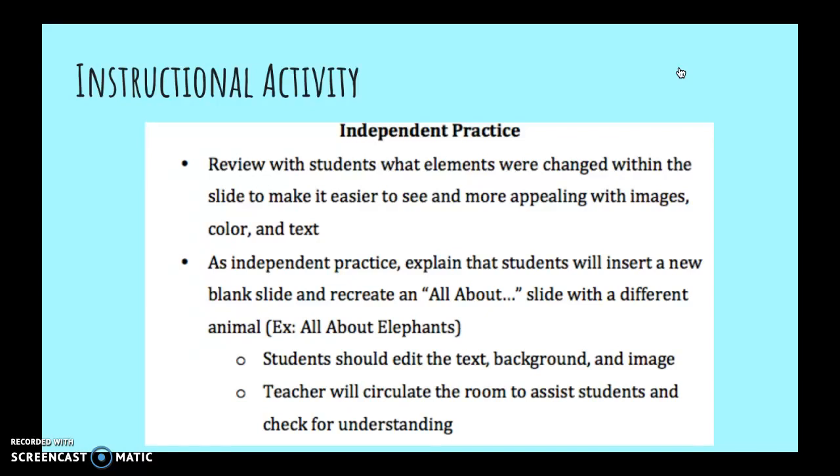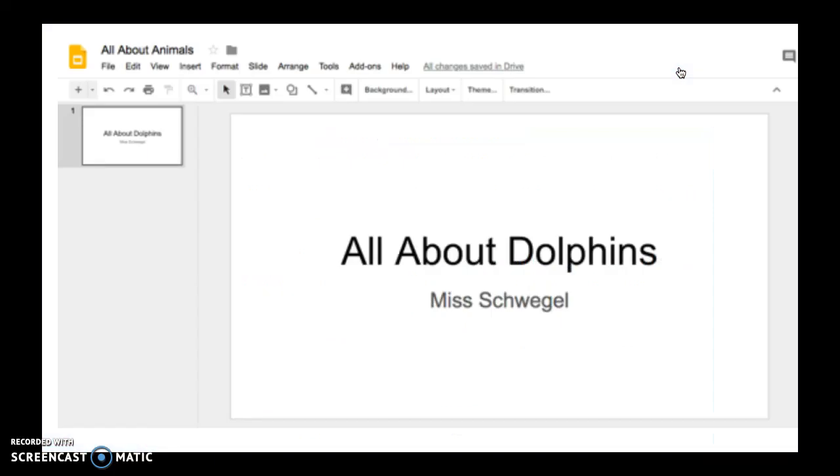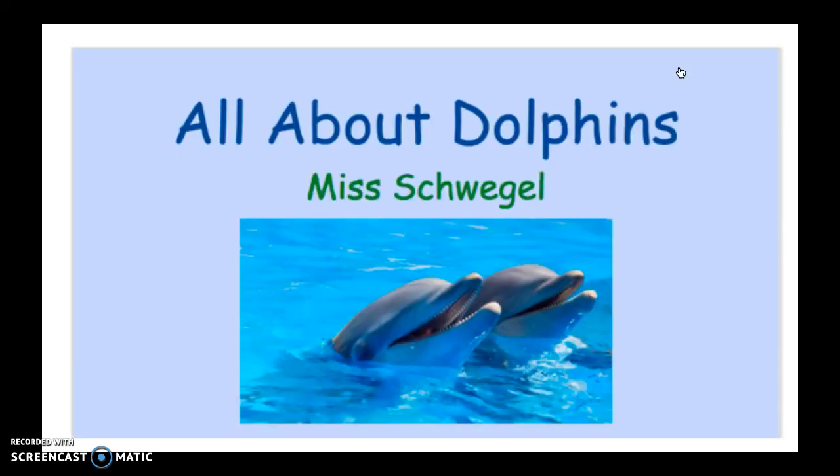And students should also edit the text, background, and image of the slide, and while doing so the teacher would circulate the room to check for understanding. So this would be an example of what the slide would look like before any editing took place, and this would be an example of what it should look like after. As you can see, students have edited the title with the font and the text. They have edited the background color, and they've also inserted an image to tell you a little bit more about the slides.